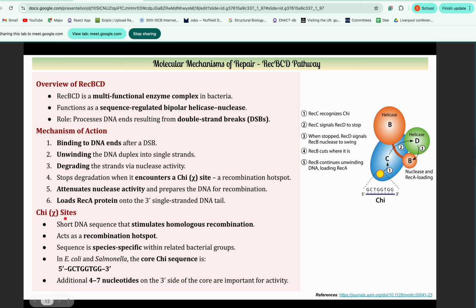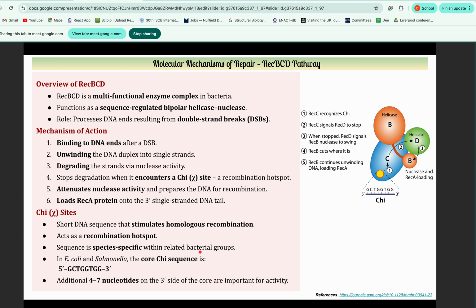So now what are these chi sites? They are short DNA sequences which stimulate homologous recombination, because we have seen in the previous slide also how, when RAD51 comes, it searches for the homologous chromatids. Similarly in this case also, as soon as the chi site is reached, it will call rec-A, and then some other proteins will come which will start to search for the other complementary sister chromatids so that recombination can take place. In this way it acts as a recombination hotspot.